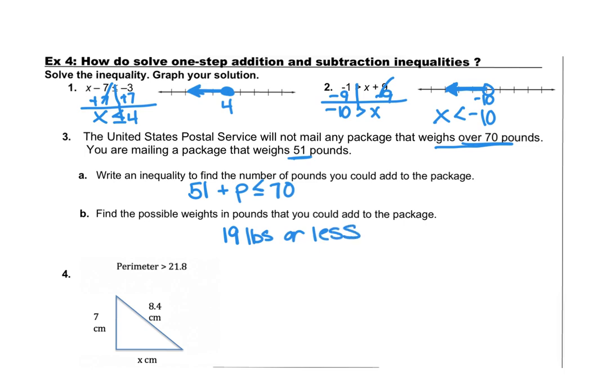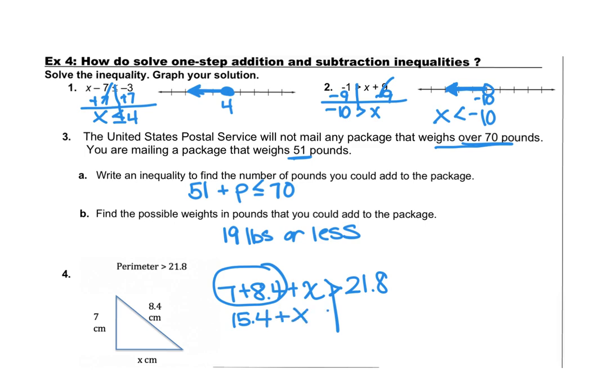All right, for number 4, it's saying that the perimeter is greater than 21.8. Remember, finding the perimeter, you're adding up all the sides. So I'm going to take 7 plus 8.4 plus the x, and it's greater than 21.8. Remember, before we can solve or bring things from side to side, we have to simplify. So I'm going to add the 7 and the 8.4, and I'll get 15.4 plus x is greater than 21.8.